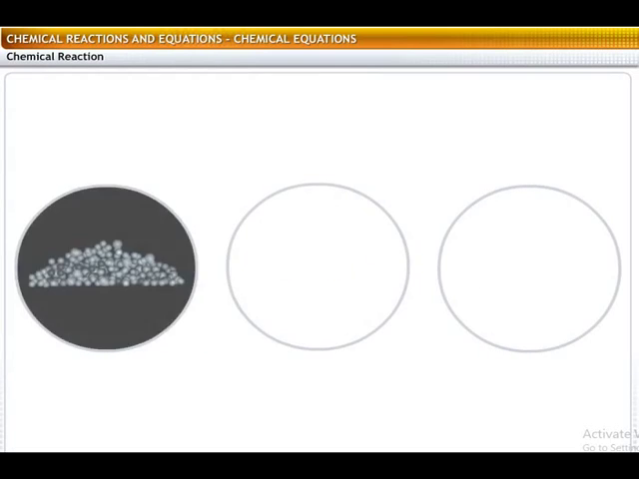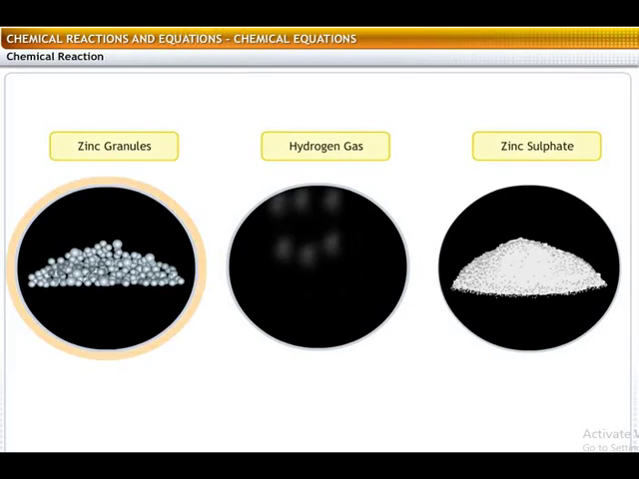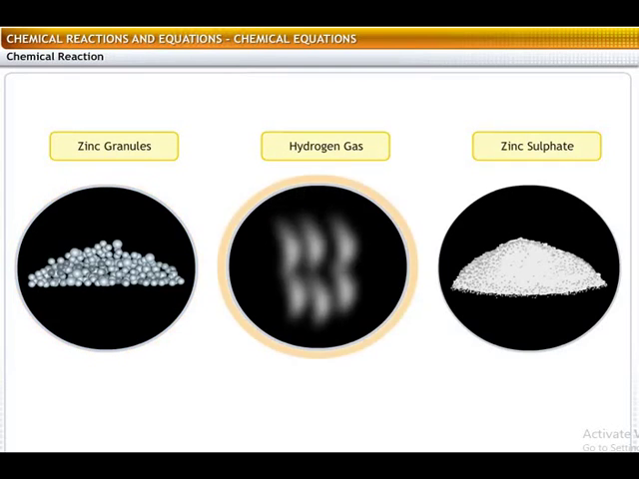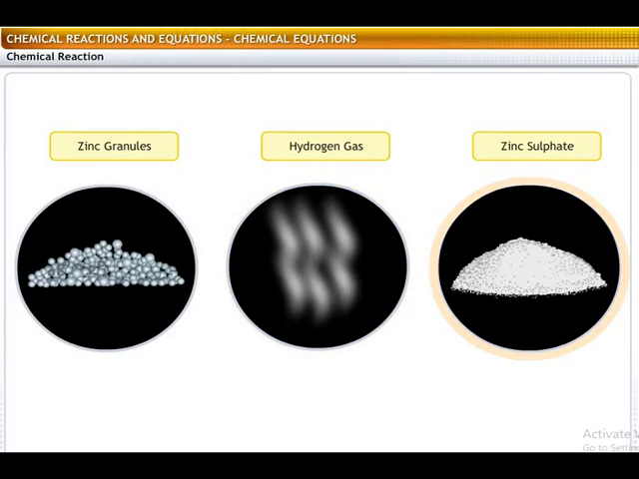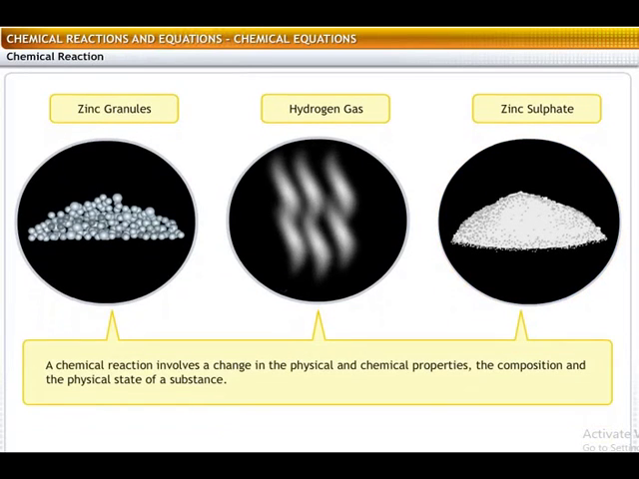Therefore, as you saw in this experiment, the color of zinc changed during the reaction. That is, there was a change in physical properties. The reaction also resulted in the evolution of a gas. That is, the form of the reactant changed. Zinc reacted with sulfuric acid to form zinc sulfate, a salt. Thus, the composition of the reactants changed. Hence, we can say that a chemical reaction involves the change in the physical and chemical properties, the composition and the physical state of a substance, whether an element or a compound.